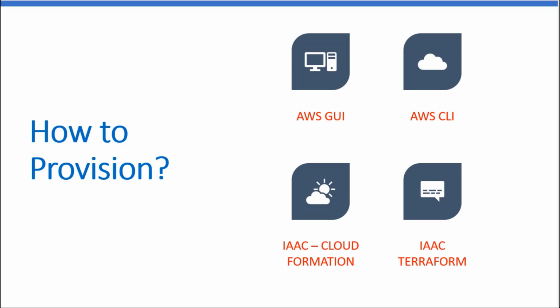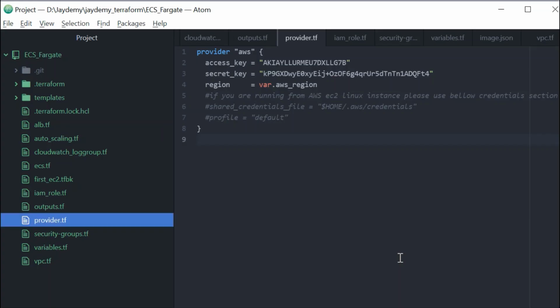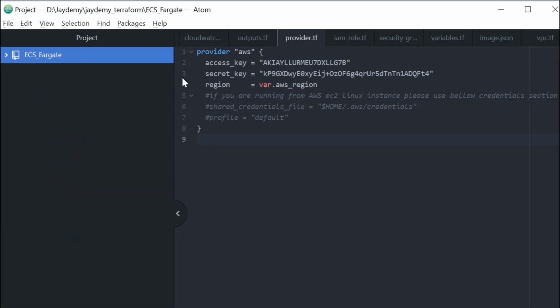So what are the ways to provision this? To create an Elastic Container Service cluster, there are 4 ways: the graphical user interface, the Command Line Interface, or Infrastructure as Code with CloudFormation or Terraform. Today we are going to discuss Terraform. Okay, we already know what Terraform is and what the main required components are that we need to launch any service in the cloud with Terraform. So I have my folder already.